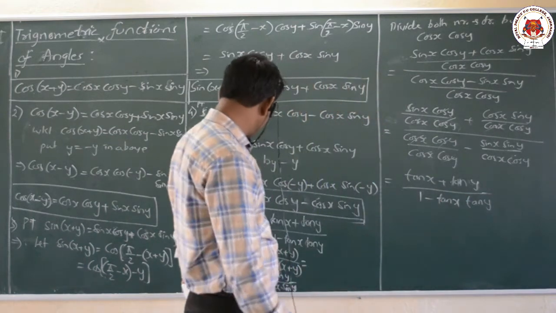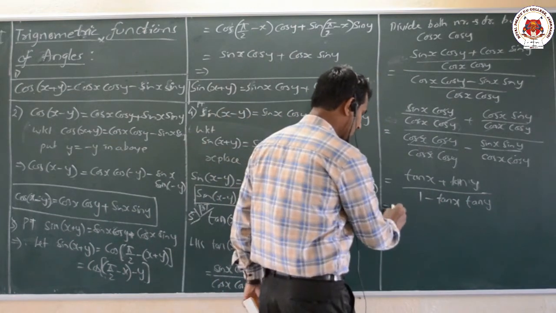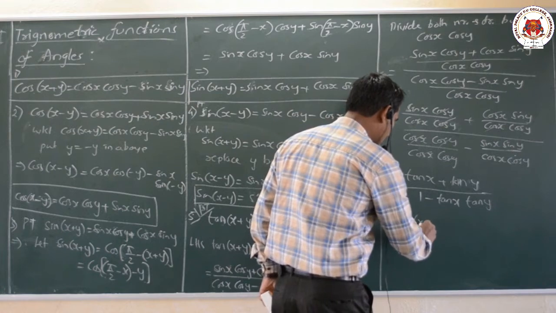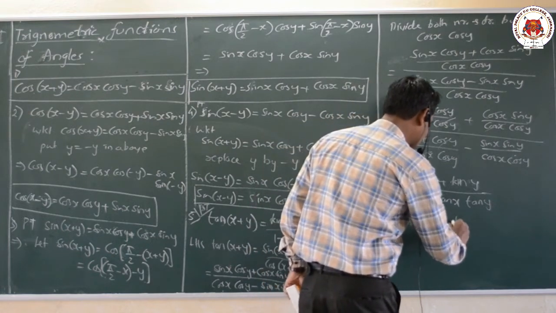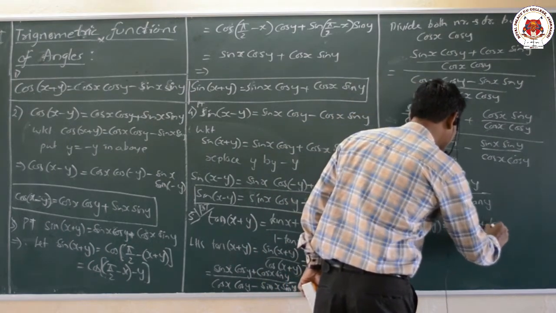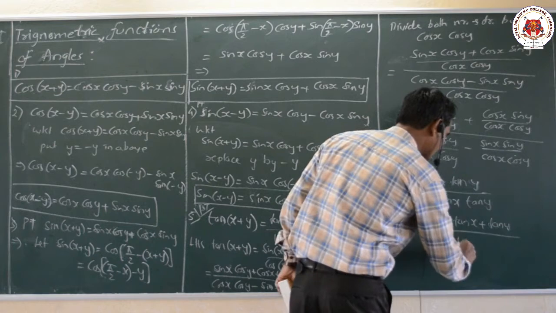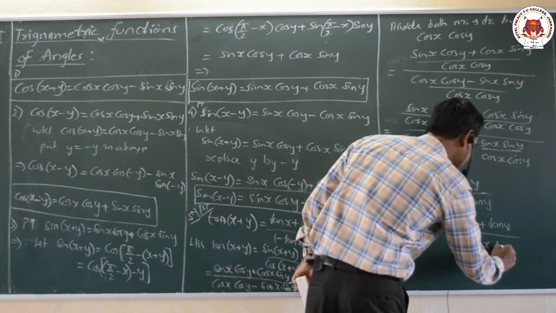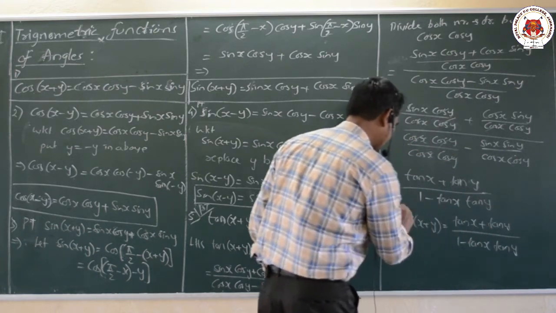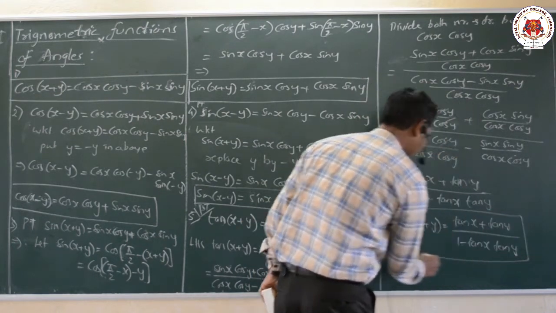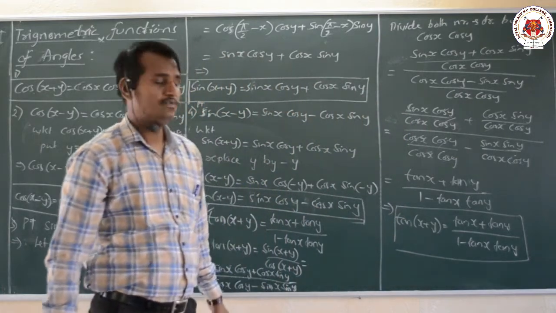Now what is the formula? That is nothing but tan of x plus y. That implies tan of x plus y is equal to tan x plus tan y whole divided by 1 minus tan x into tan y.